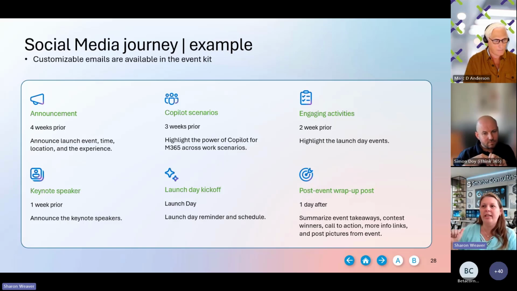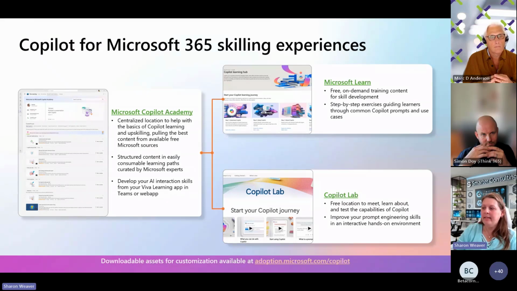Here's a social media journey. Here's what you should do. And here's examples of things that you should send out. And last but not least, skilling experiences so that they can then go to this Copilot Academy and Copilot Lab. It gives them suggested prompts they can save within their prompt list of things they want to do. It tells them where to go to learn more about Copilot. And they can just learn more and more and more so that at the end of the day, it's already out there. You don't have to remake all this.